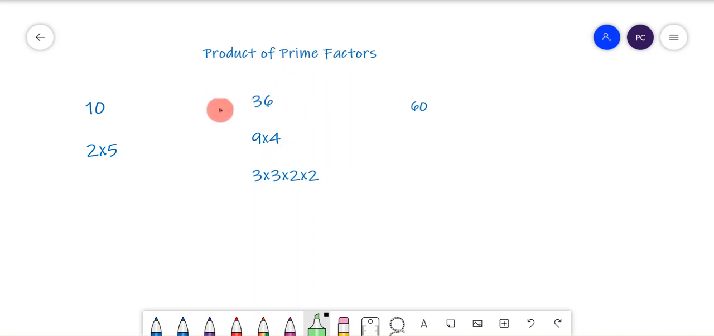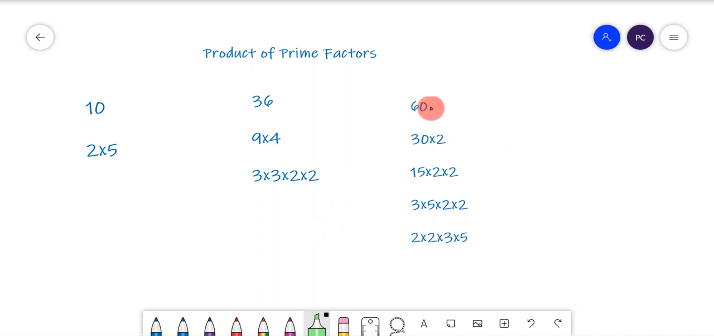So what I want you to do is pause the video and factorize the number 60, and then identify the product of prime factors for the number 60. Okay, so what you should have got is this here. So 2 multiplied by 2 multiplied by 3 multiplied by 5.